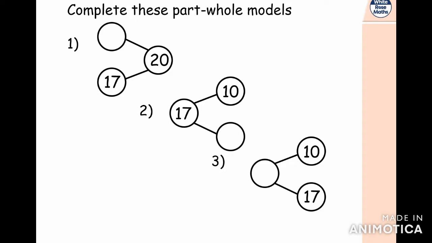In the first one, we have a bond to 20. 17 plus 3 makes 20. In our second one, 17 is our whole, and we're missing a part. One of the parts is 10, so we could do 17 subtract 10, which would leave us with 7. In the third one, it's the whole that we don't know. So we can do 17 plus 10, making 27.